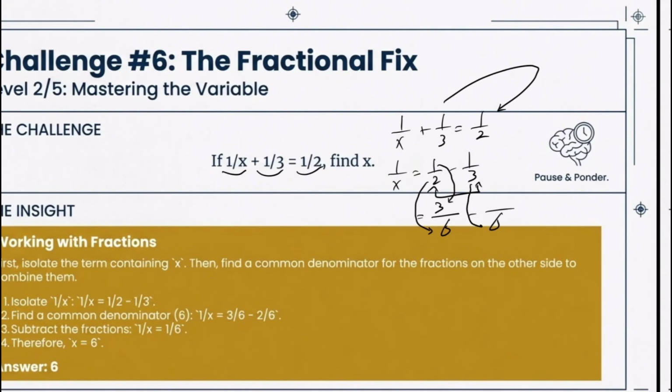The same idea over here. This was 2, so this should be 2. I do have it as 1. So 1 over 6 is going to be 1 over x. The only thing you have to do is find the reciprocal of 1 over x, which means that your x is going to be 6.